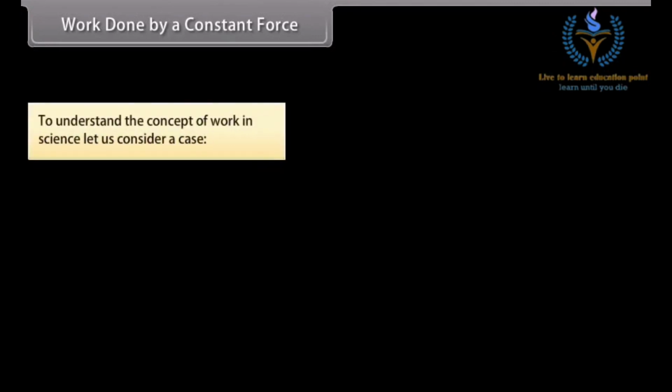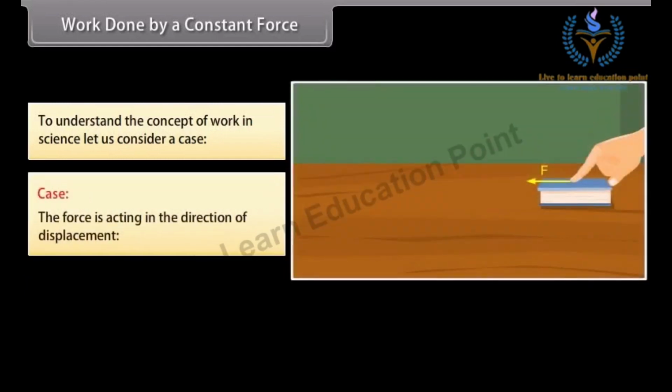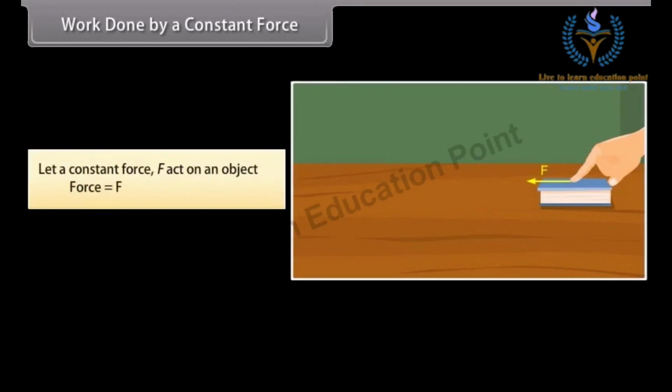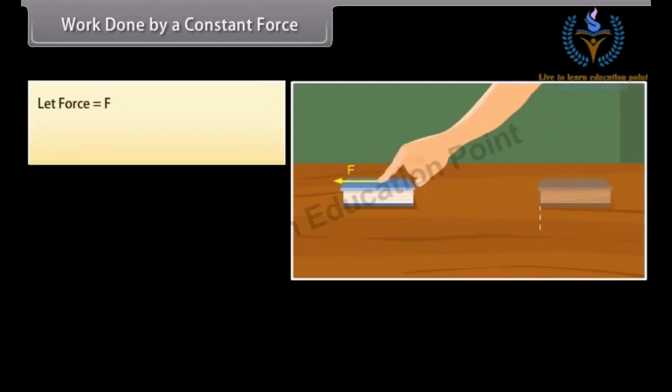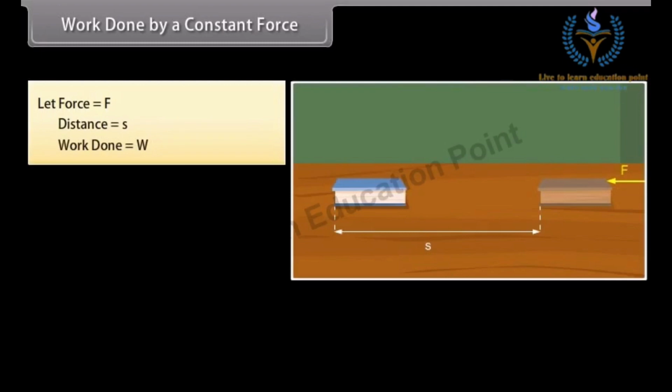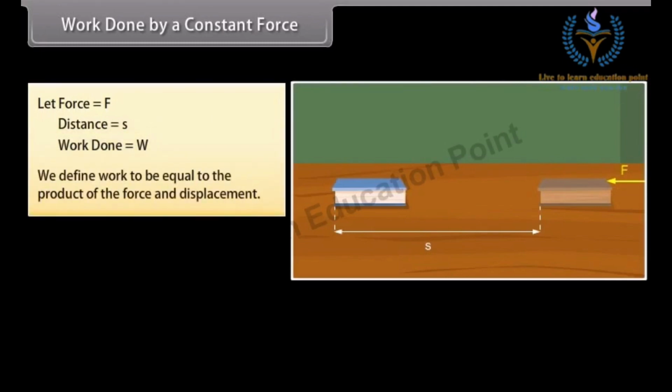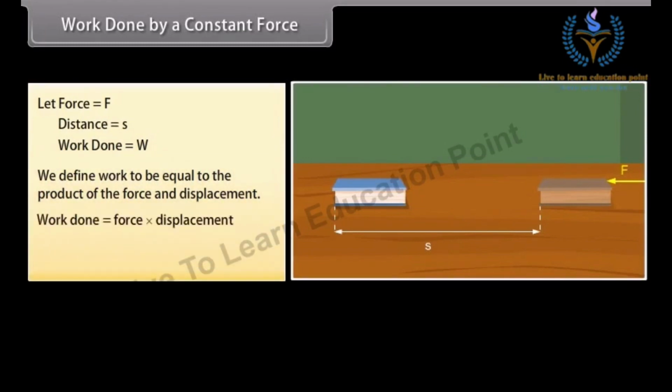Work done by a constant force. To understand the concept of work in science, let us consider a case. The case is: the force is acting in the direction of displacement. Let a constant force F act on an object. Let the object be displaced through a distance S in the direction of the force. Let W be the work done. We define work to be equal to the product of the force and displacement. Work done is equal to force into displacement, or W = F × S.